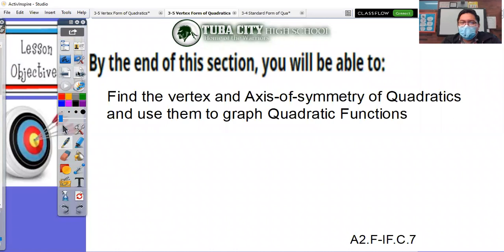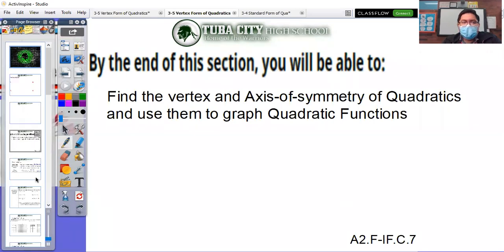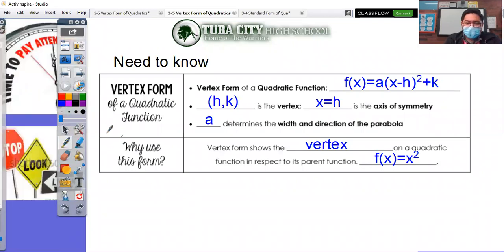So today we're going to be using the vertex and axis of symmetry in quadratics and use them to graph the quadratic functions. So graphing the parabolas. What we're going to need is vertex form. So we're all familiar, hopefully, with the standard form, which we are not using today.